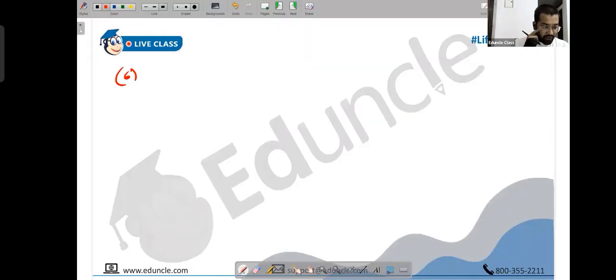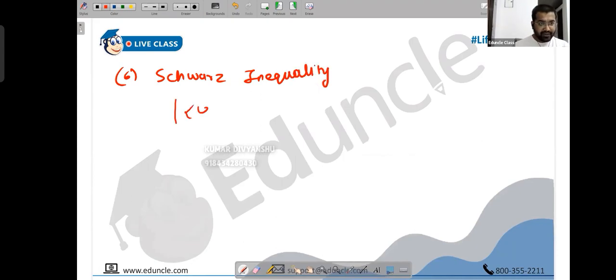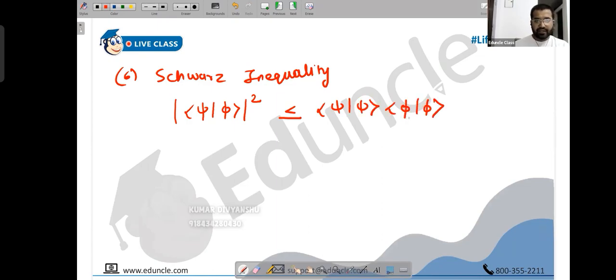So again, I was checking those NCTE papers, and one of those papers asked which of the following is a Schwarz inequality. So it's again related to quantum only. If you have the Schwarz inequality, they have given us the magnitude of psi phi, the whole square, which is always less than or equal to the product of psi psi and phi phi. Copy this.